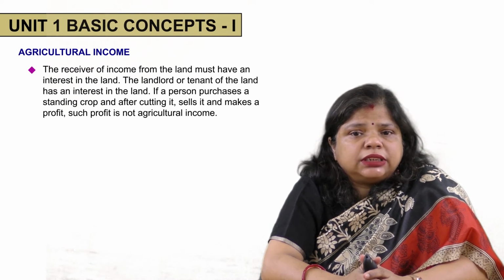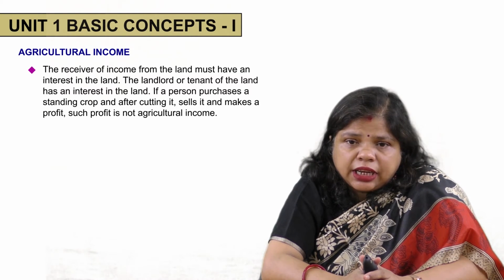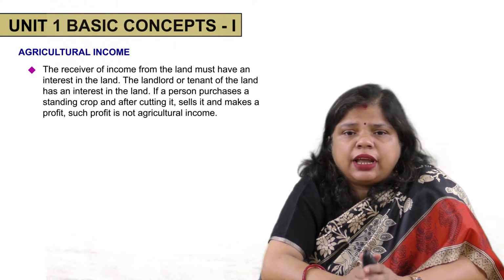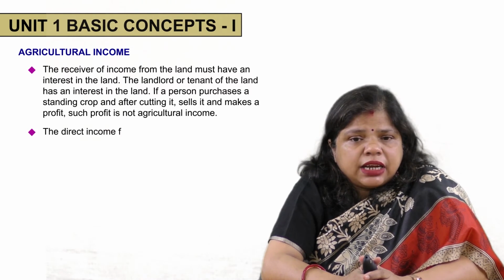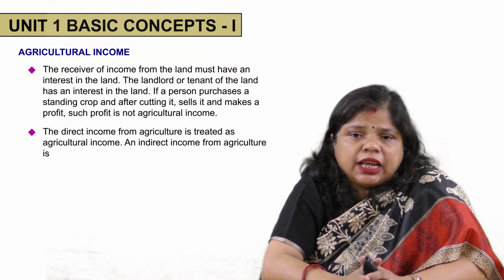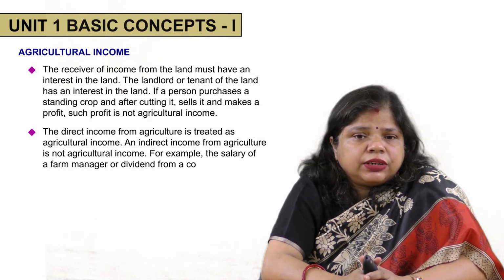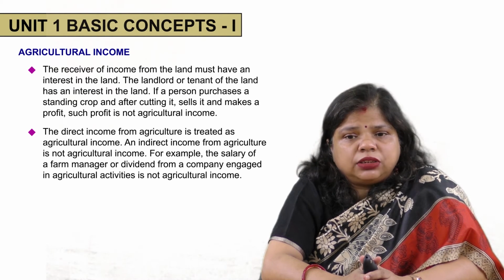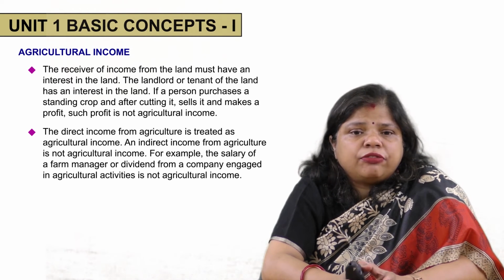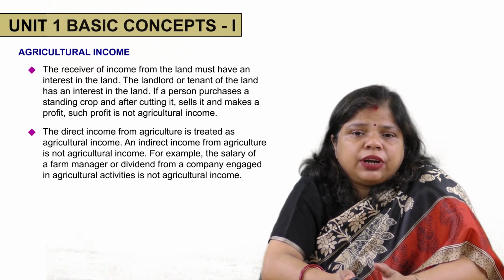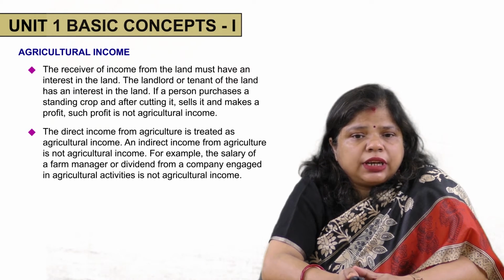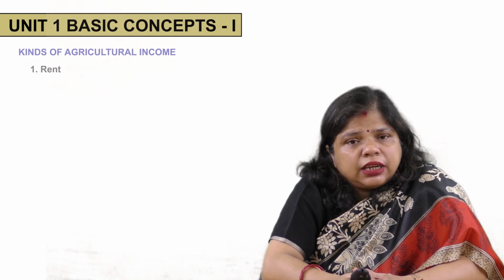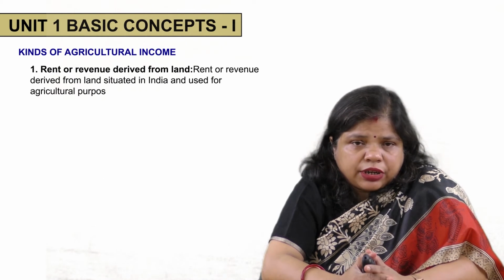If a person purchases a standing crop, and after cutting and selling it makes a profit, such profit is not agricultural income. The direct income from agriculture is treated as agricultural income, and indirect income from agriculture is not agricultural income. For example, the salary of a farm manager or dividend from a company engaged in agricultural activity is not agricultural income. There are three types of income.